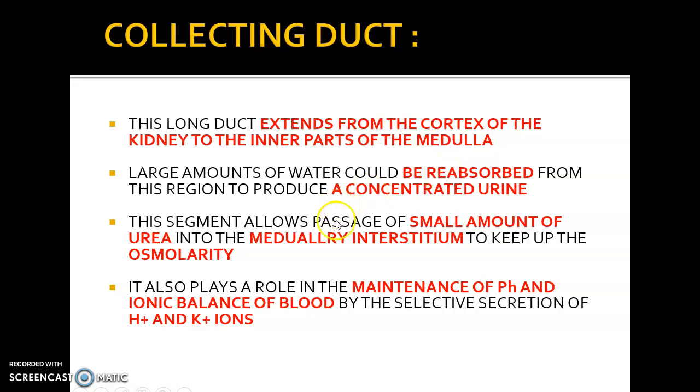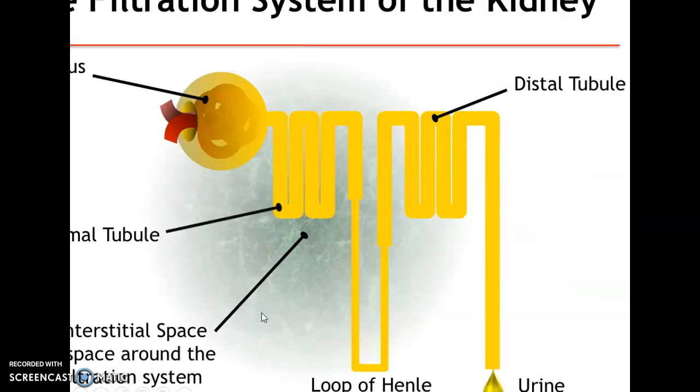This segment allows passage of a small amount of urea into the medullary interstitium to keep up the osmolarity. It also plays a role in the maintenance of pH and ionic balance of blood by the selective secretion of hydrogen and potassium ions.